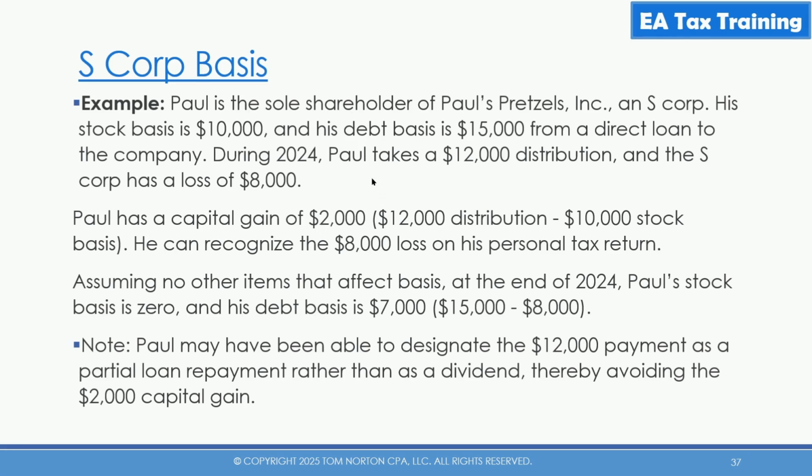He then can recognize that $8,000 loss. How can he recognize the loss if he doesn't have any stock basis? Well, because he has this $15,000 of debt basis.